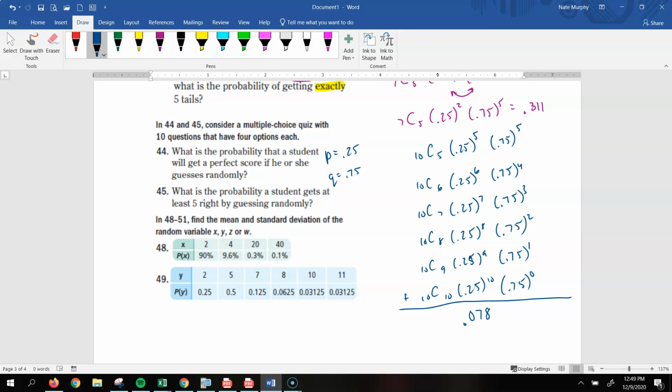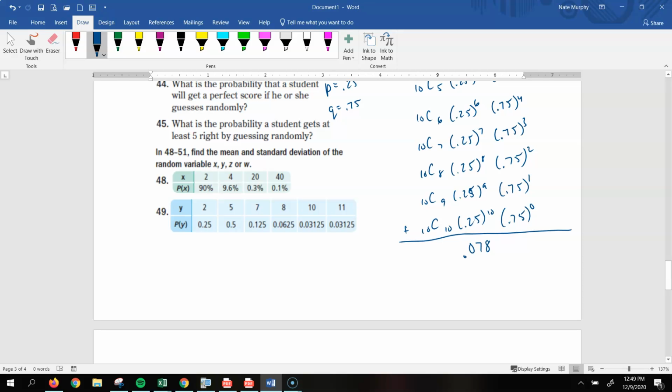Or if I asked you to do it as a percent, you'd say 7.8%. All right. Let's look at numbers 48 and 49.